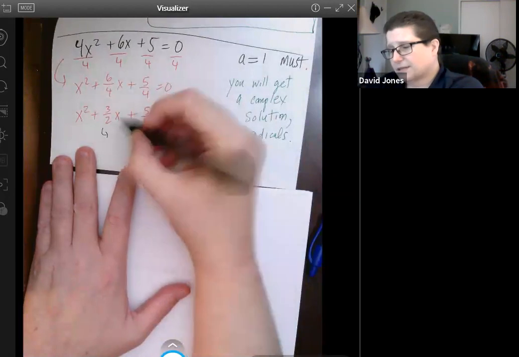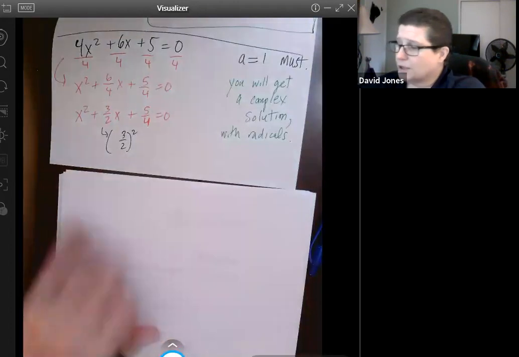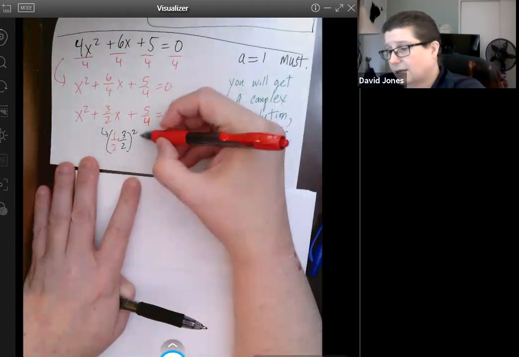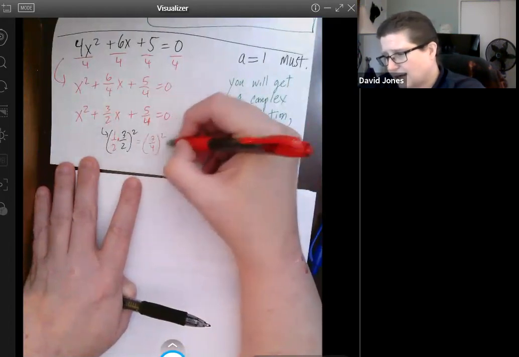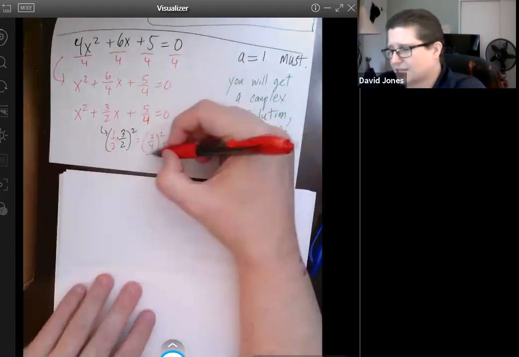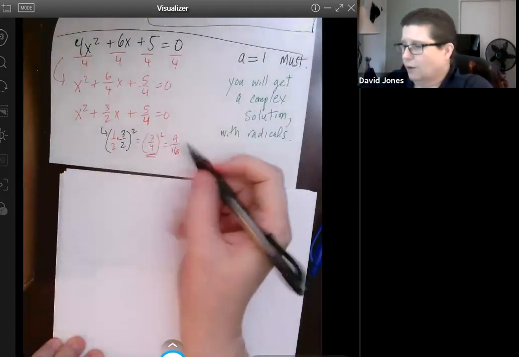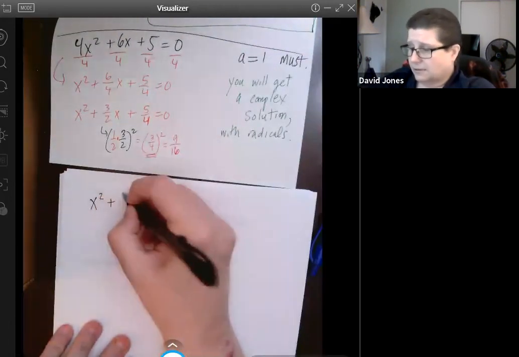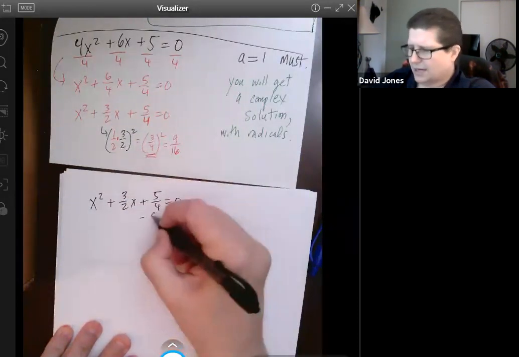What I'm going to do is I'll take the 3/2 and I'm going to multiply it by 1/2 and square it. That is 3/4 squared, which is 9/16. That's what I'll add to both sides. This goes in parentheses. So, and I got to move the 5/4 over. Subtract the 5/4.